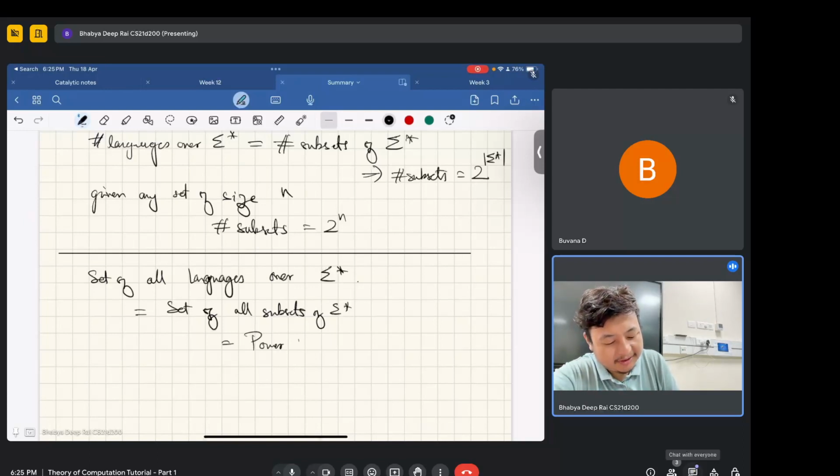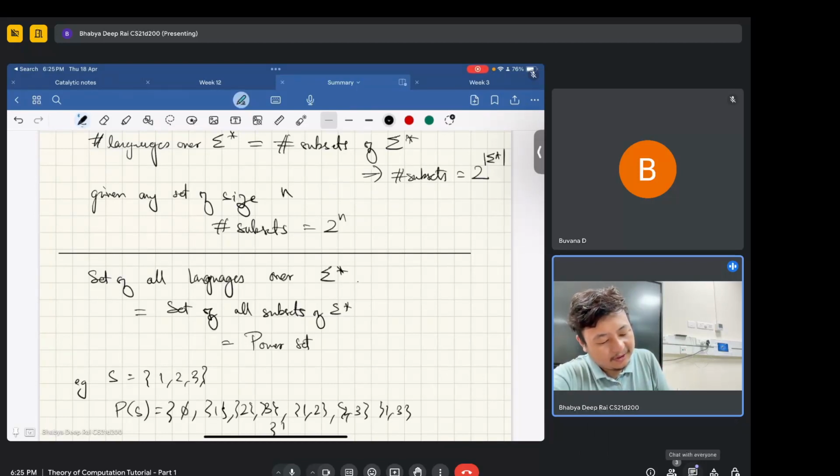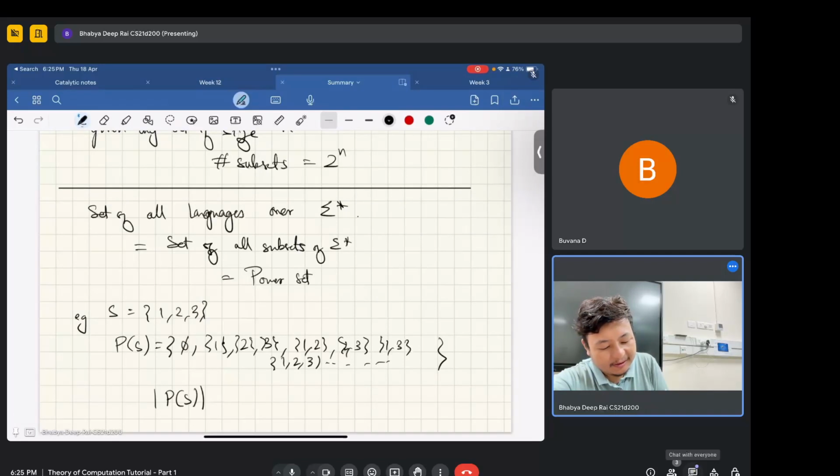For example, if S is 1, 2, 3, then the power set of S is empty, 1, 2, 3, 1 2, 2 3, 1 3, 1 2 3, and so on. And the size of the power set is 2 to the size of the set. That's how we got the previous one. So the set of all subsets is the power set of sigma star. Any language you take is actually an element of the power set of sigma star.